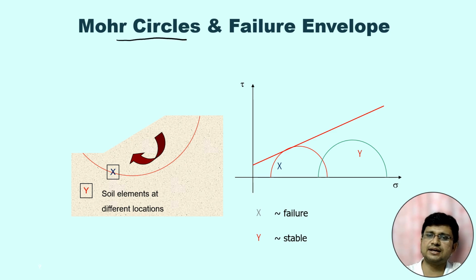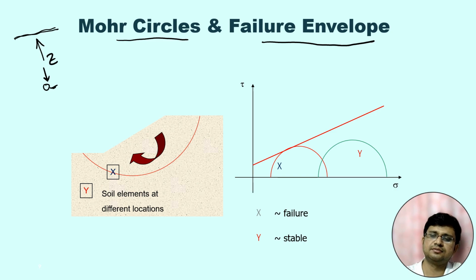This is the Mohr circle and failure envelope. For a particular condition, suppose there is a soil sample at a depth of Z from the ground surface. Then the horizontal stress and vertical stress will be something like this. The vertical stress will be gamma Z. We know that the vertical stress will be gamma into Z. Gamma is the unit weight of soil.